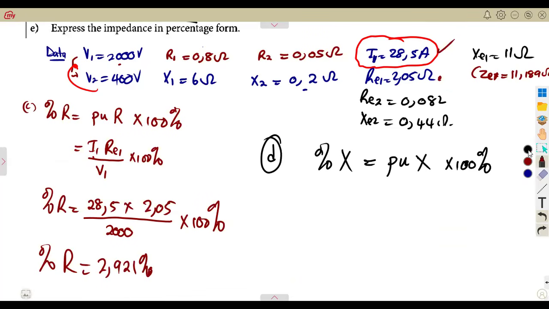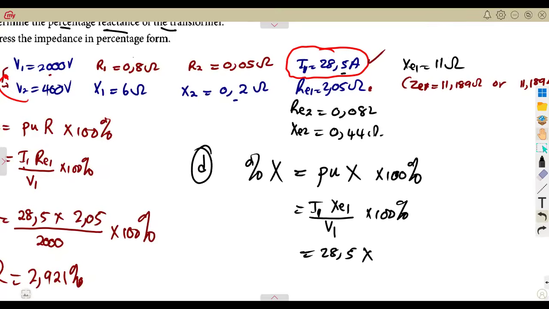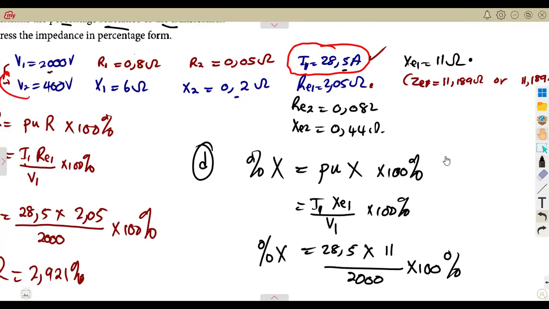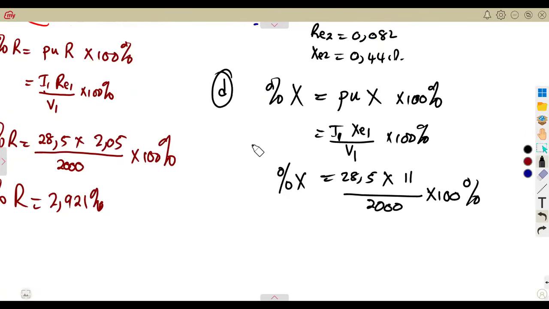So our per unit X here was supposed to be taken from I1 XE1 over V1. But for it to be a percentage, you multiply by 100%. So that's it. I1, guys, we have got everything. 28,5 times XE1, where is our XE1 here? That is 11 over what? V1, which is 2,000. So you're going to multiply this to 100%. And that is giving us the percentage reactance from this per unit reactance.